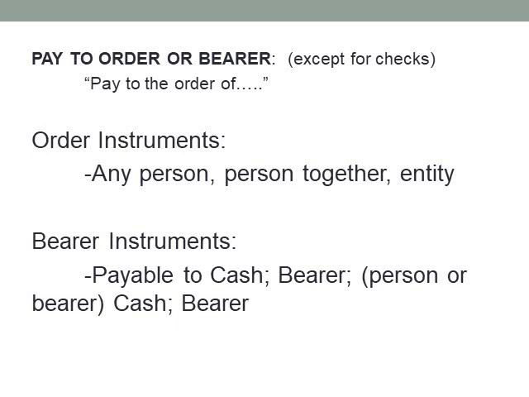Then we have bearer instruments. They don't have to specify a specific payee. The maker or drawer agrees to pay anyone who presents the instrument for payment. So it can say payable to the order of bearer. It could say payable to bearer. It could say payable to cash. It could say pay to the order of cash. Any combination of those. That's usually what it's presented as.